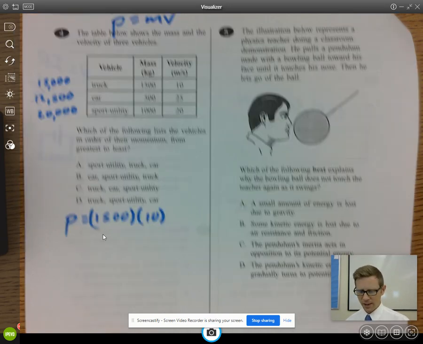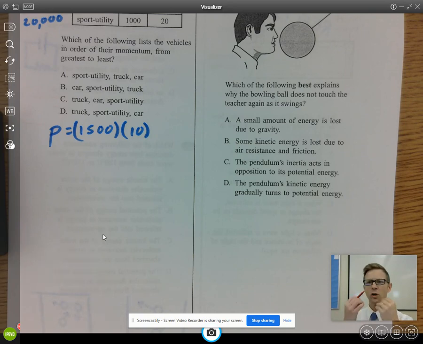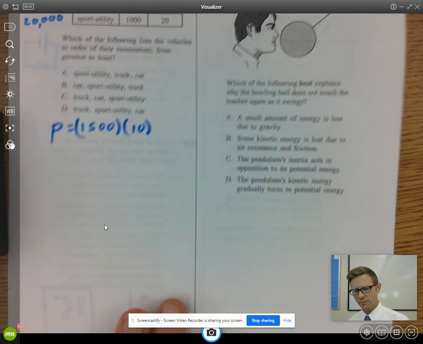Number five, we know that the thing must have lost some energy because otherwise it would have enough potential energy to get all the way back to the face of the teacher. So the answer to number five is B. It lost some kinetic energy.